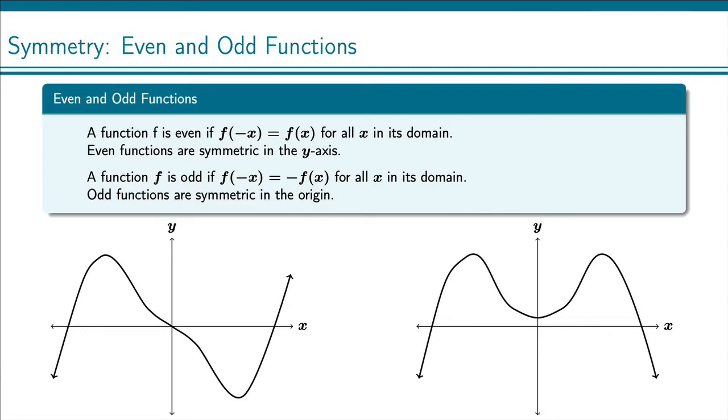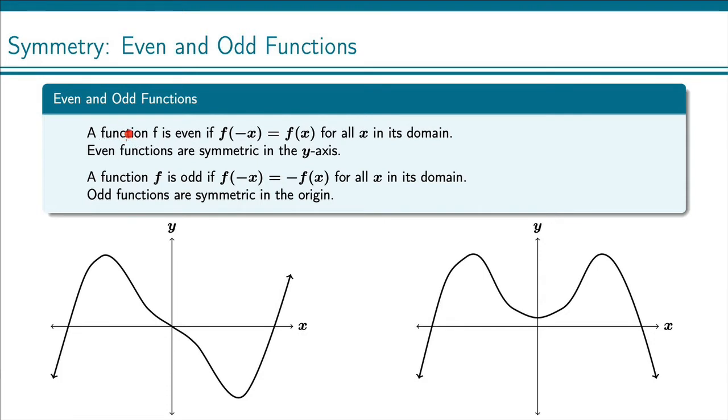An important feature that functions can have is symmetry. And there's lots of different types of symmetry that a function can have, but we're going to look at two specific kinds. And these are even functions and odd functions. So first of all, some definitions.